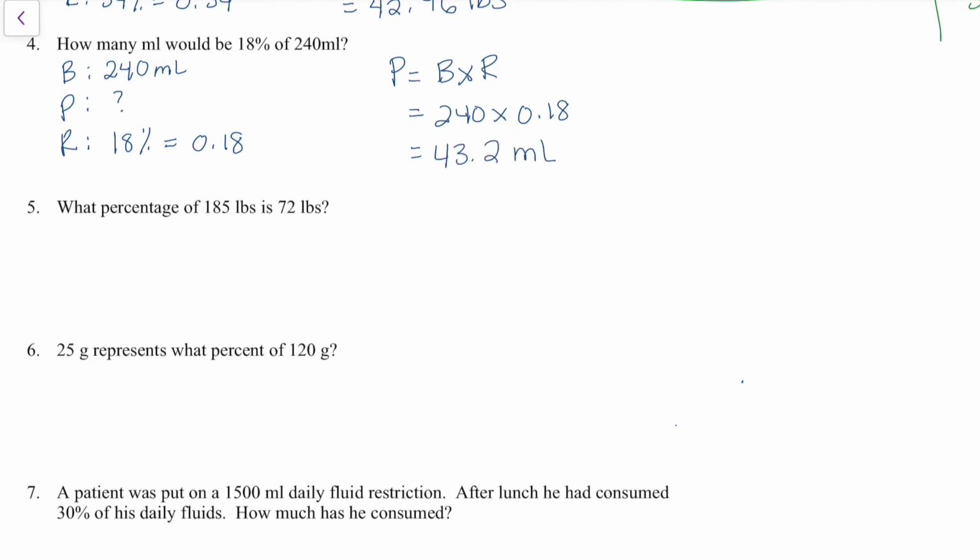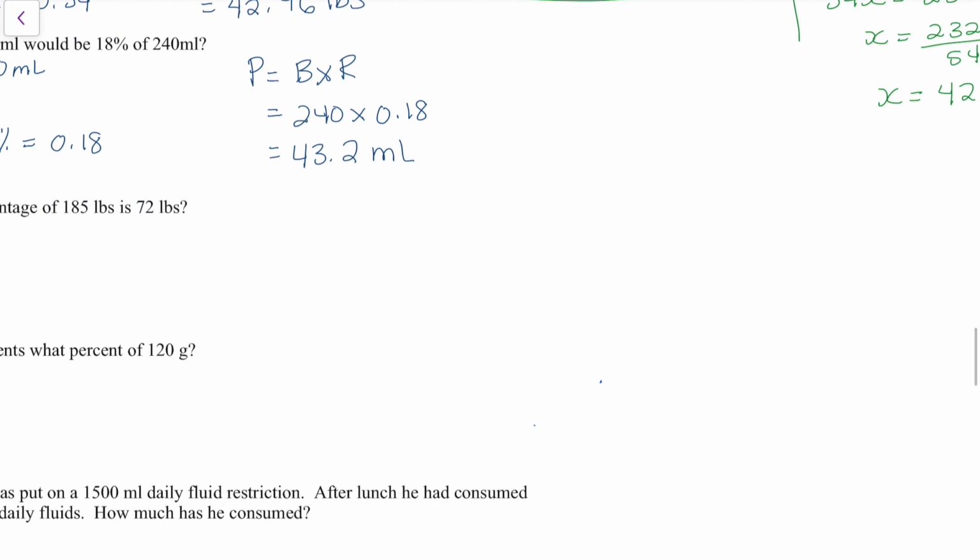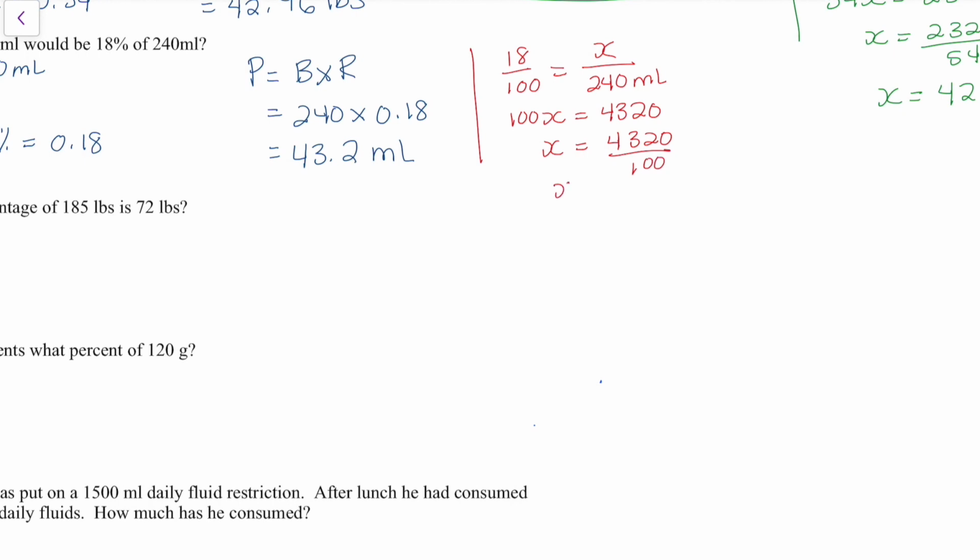And I get 43.2 milliliters. And if we're looking at this in terms of proportions, we're going to say that 18 out of 100 is equal to what out of 240 milliliters? I cross multiply. And then divide. To get my answer.